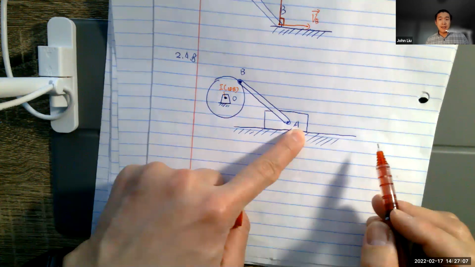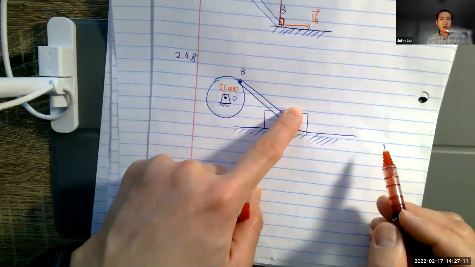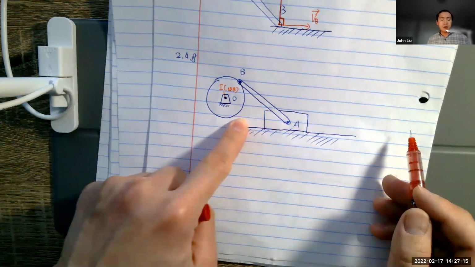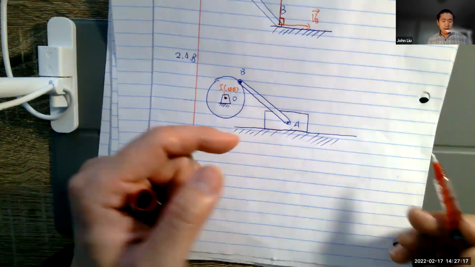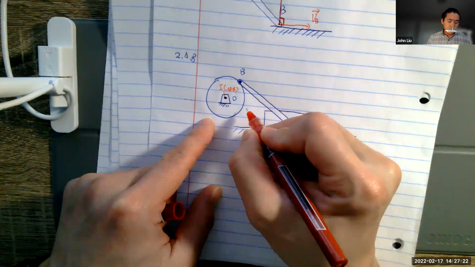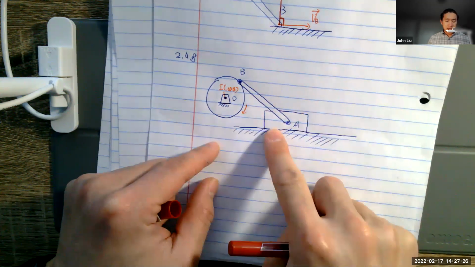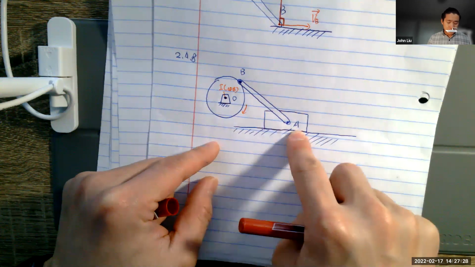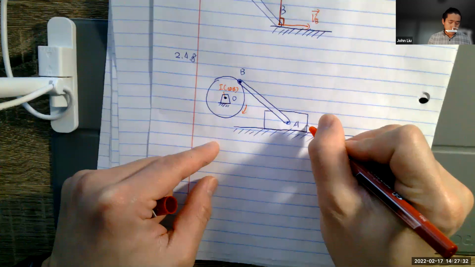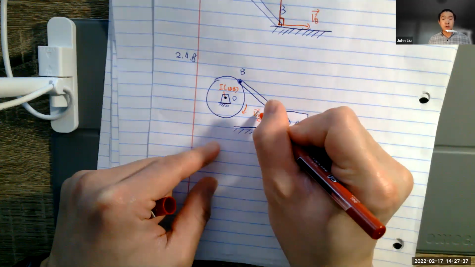It's block A. This block A is sitting on a flat surface, right? What are the possible motions for this block A? For example, if we rotate this disk, what are the possible motions for this A? So this block A is going to go either to the left or to the right. Right, so the motion is in the horizontal direction.